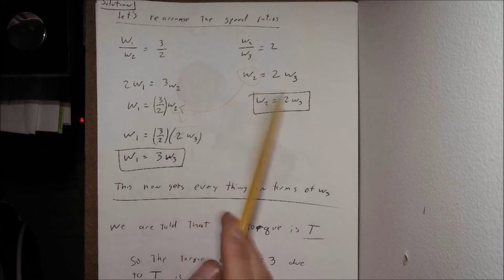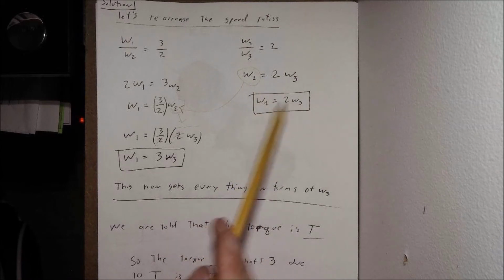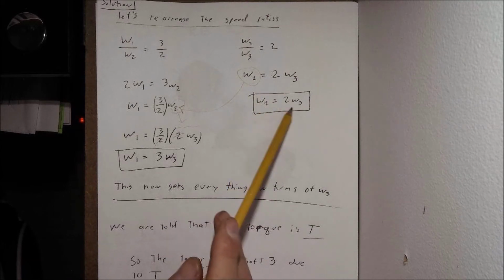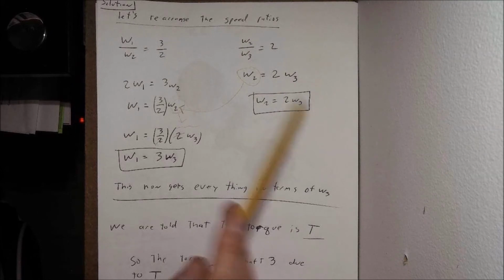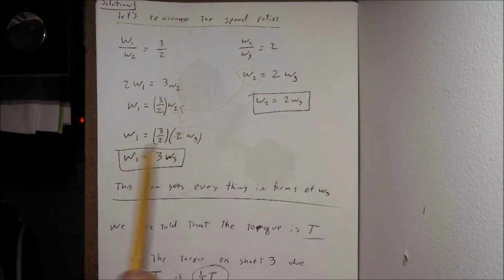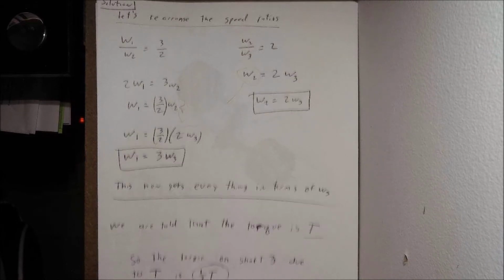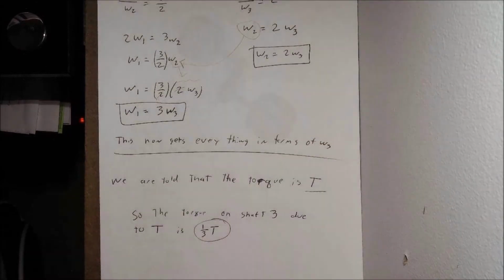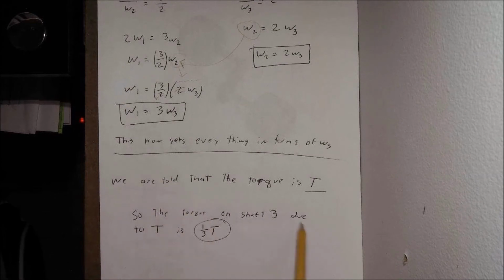So there is my relationship between omega 1 and omega 3. Now I already have from this here, omega 2 is equal to 2 times omega 3, so anytime I have omega 2, I can sub in 2 times omega 3. So now I have relationships for omega 1 and omega 2 in terms of omega 3. That's how we can get everything in terms of that. We're told now that our torque is given to us as T. So the torque on shaft 3 is going to be due to T, which is going to be 1/3 T of our given torque.